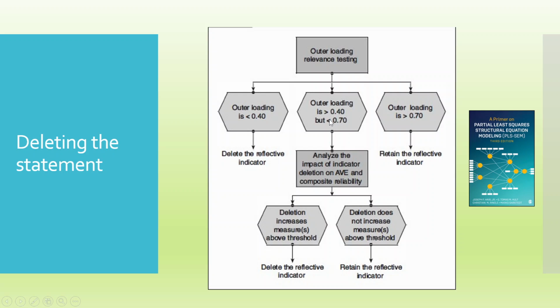But if it is between these values, then we will have to check whether deletion increases the measure above the threshold or not. If it does, then delete the reflective indicator. If it does not, then retain the reflective indicator. The same thing I have tried to explain in my own words. Let us see.